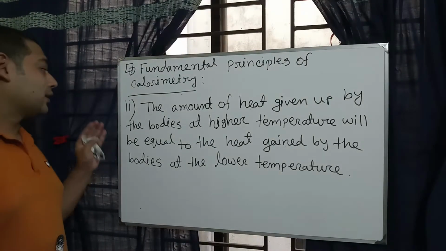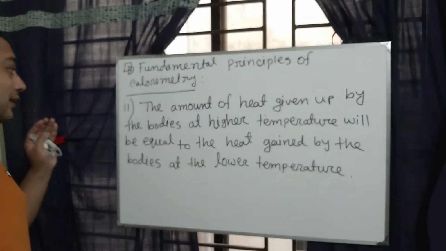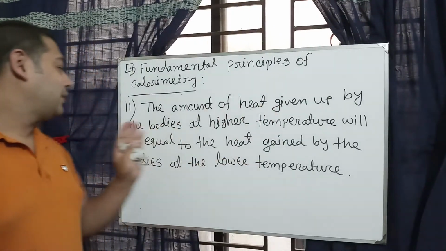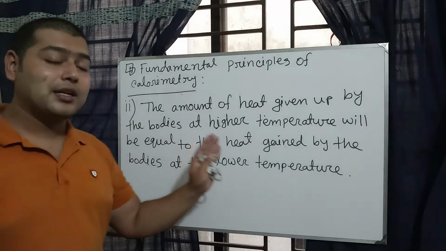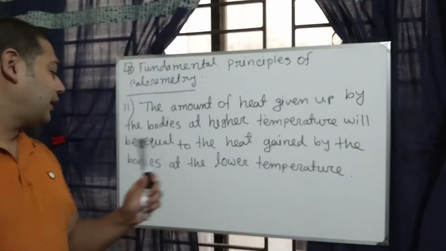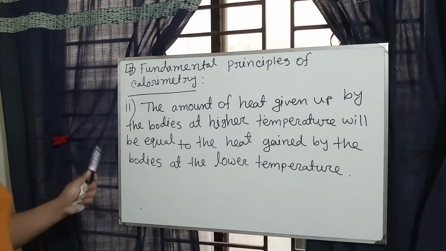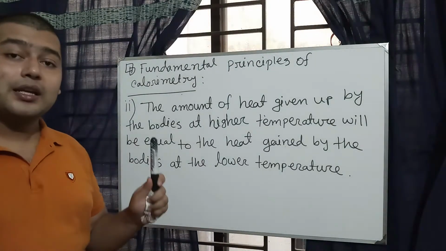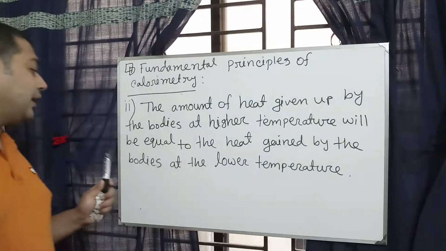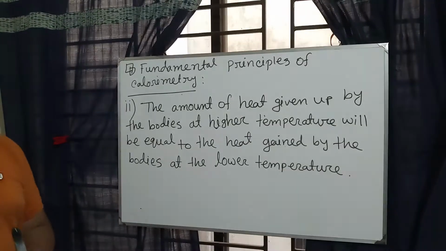The fundamental principle of calorimetry says that the amount of heat given up by the bodies at higher temperature will be equal to the heat gained by the bodies at the lower temperature. I'm repeating: the amount of heat given up by the bodies at higher temperature will be equal to the heat gained by the bodies of lower temperature.